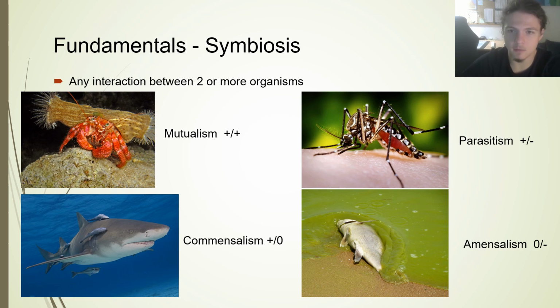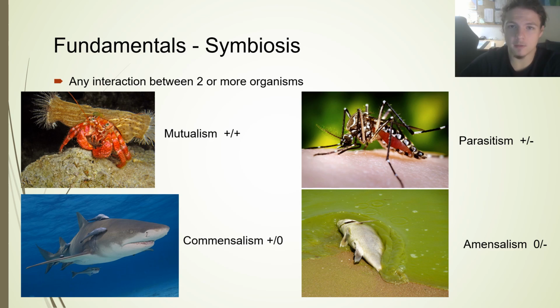Similarly, amensalism is a type of interaction when one organism is harmed while the other has no benefit from the interaction or remains unaffected. For example, when algal blooms kill fish, the algae themselves have no benefit and are not affected at all by the fish dying.